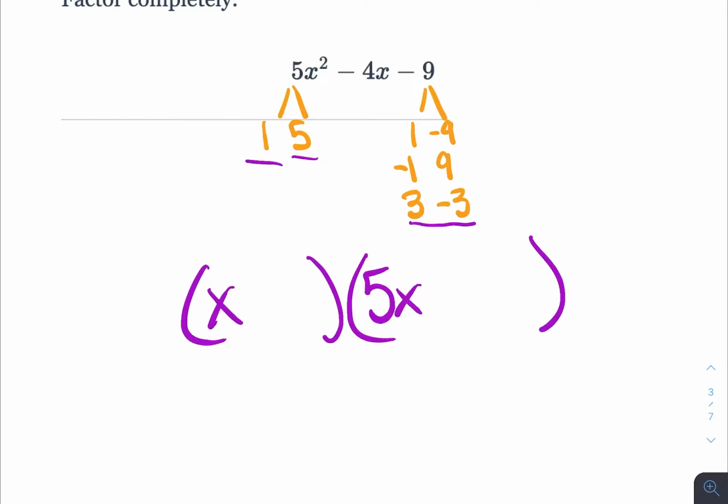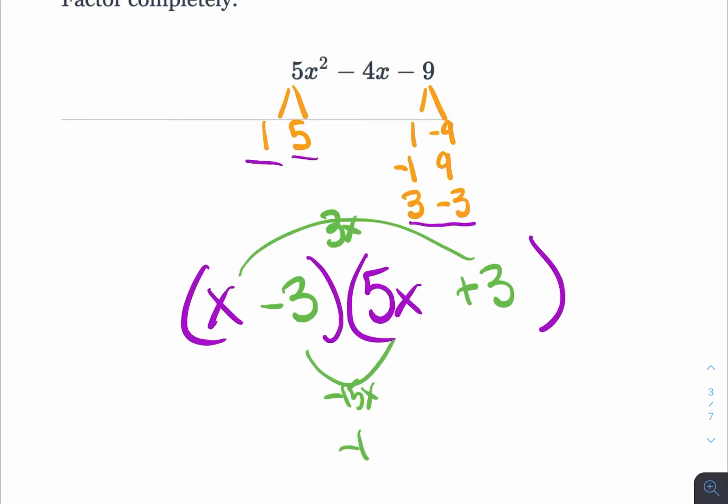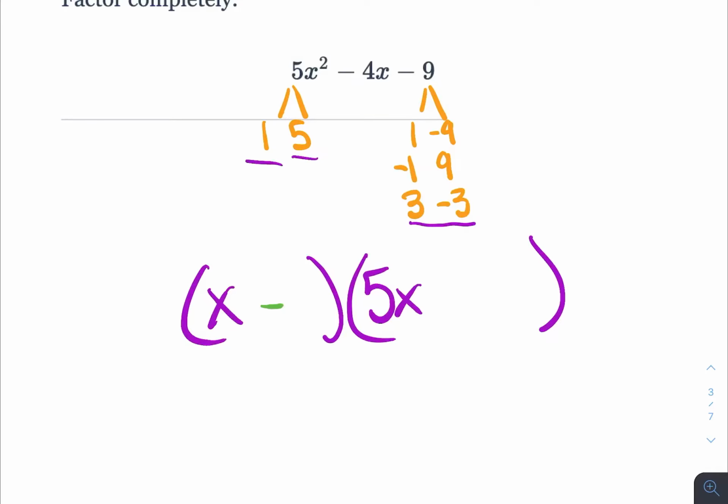Real quick, if we just flip those symbols, some of you might know already, it's going to be the same thing, but now a negative answer. 3x, negative 15x, so we get negative 12x. Again, not what we're trying to do. So 3 and negative 3 are not going to be our answers.